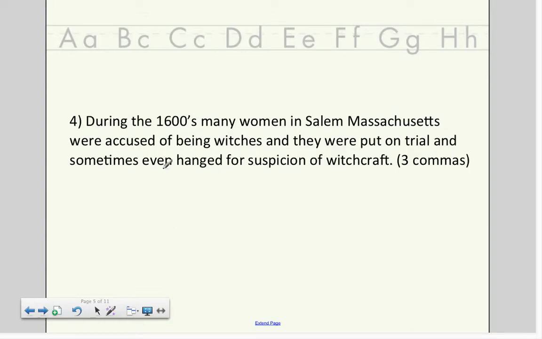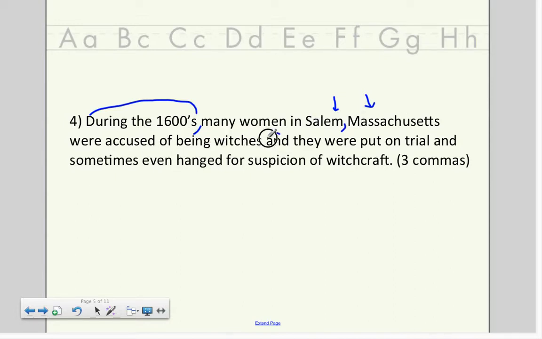Number 4, during the 1600s. This is another transitional phrase right here. So we need a comma after it. During the 1600s, many women in Salem, Massachusetts. Now this is one we didn't really talk about in our comma notes, but if you ever have a city and then you have the state, you have to separate them with a comma. Many women in Salem, Massachusetts were accused of being witches.